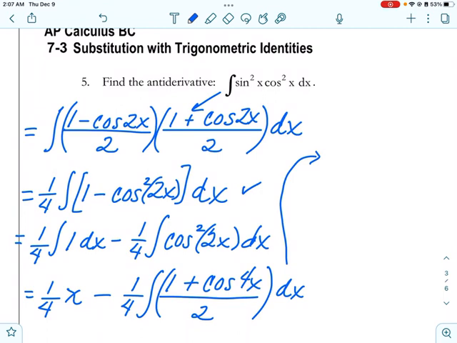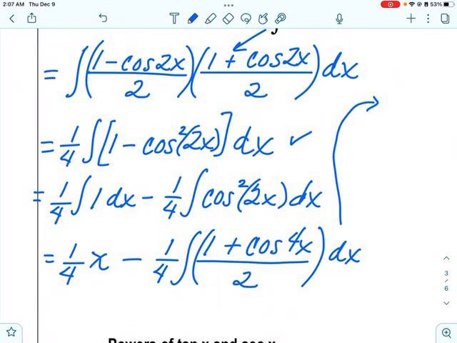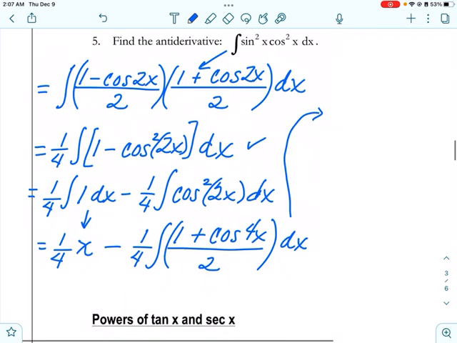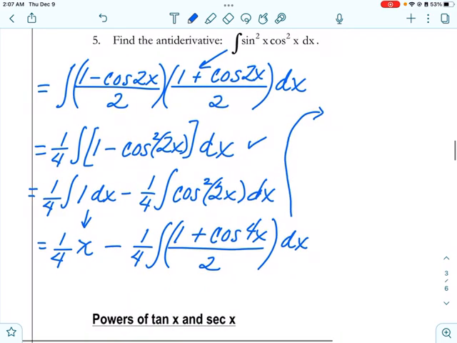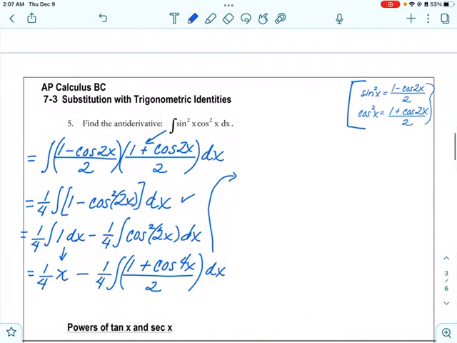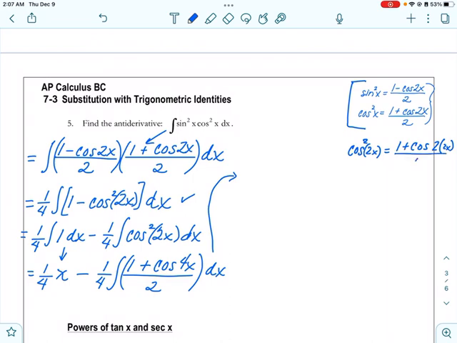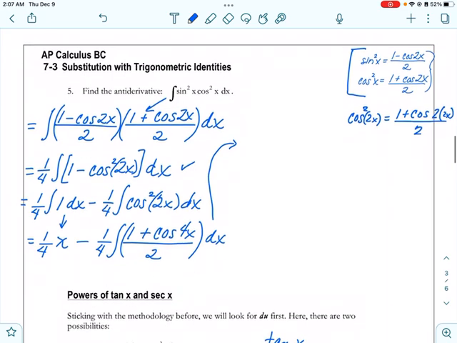And so what I'm going to do is split the integrals. You have to remember the 1/4 has to be distributed to both integrals. So now I have 1/4 x, because that's the integral of dx. And then I have minus 1/4 times the integral of, now I've got the power reduction formula for cosine squared 2x. So if you just take a second, cosine squared of 2x is equal to 1 plus cosine of 2 times 2x over 2. So it's going to be a 4x for the angle.